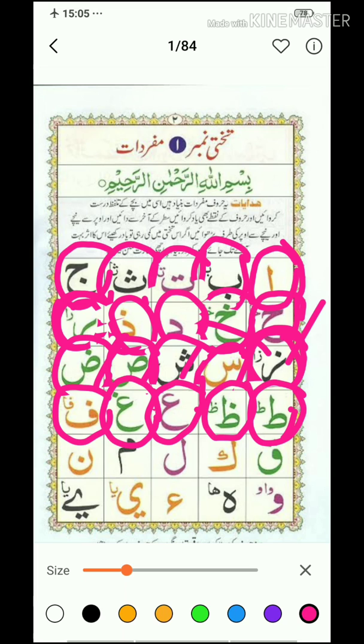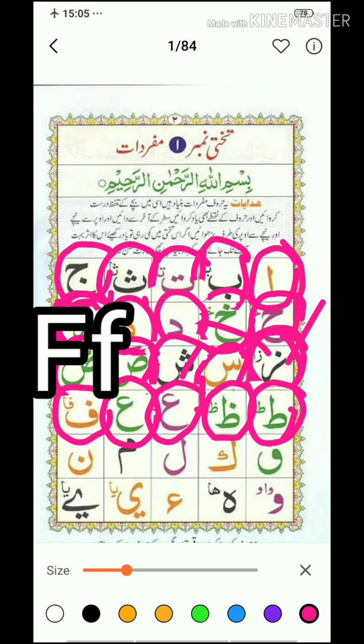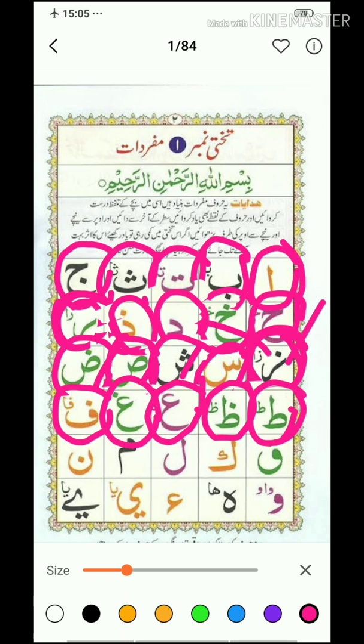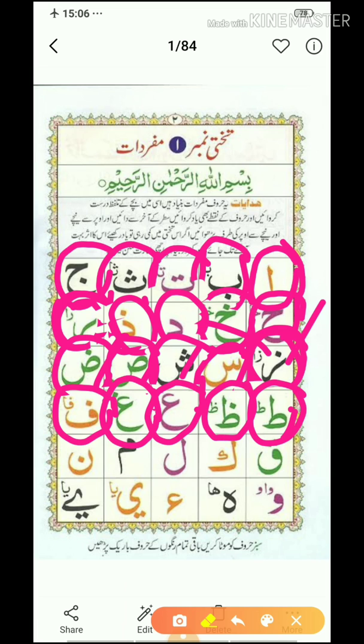The next letter is fa. This is the easiest one. It is pronounced the same as in English, like F for fish. Whenever you see this letter in Arabic, you should know that it sounds like F, and in Arabic we call it fa.